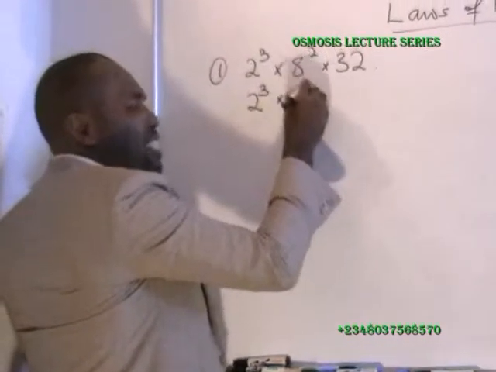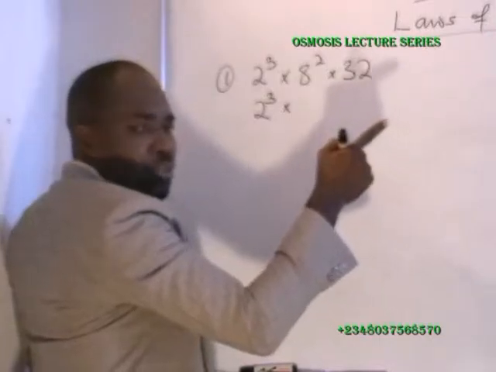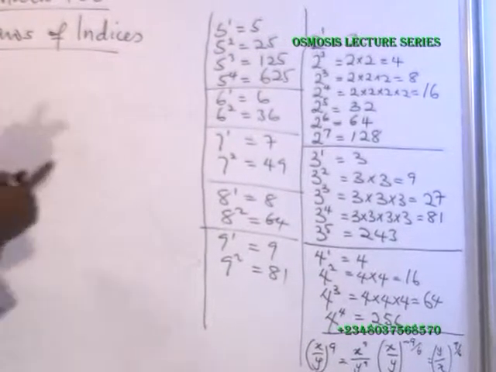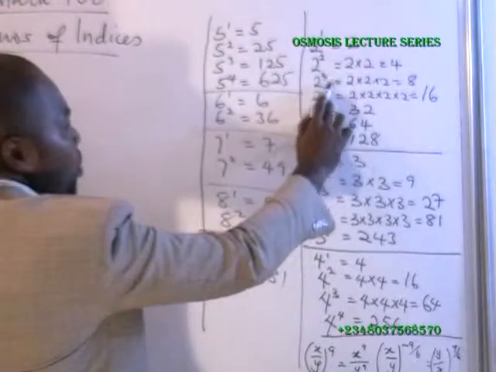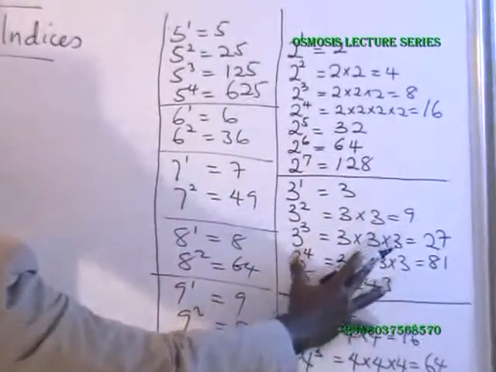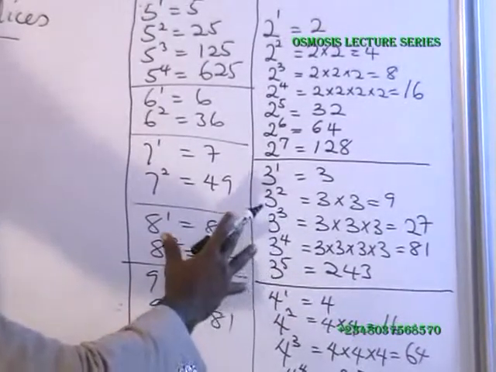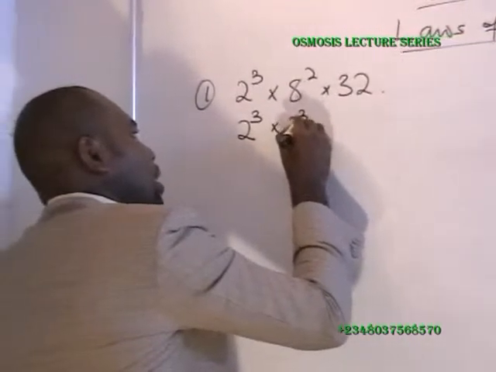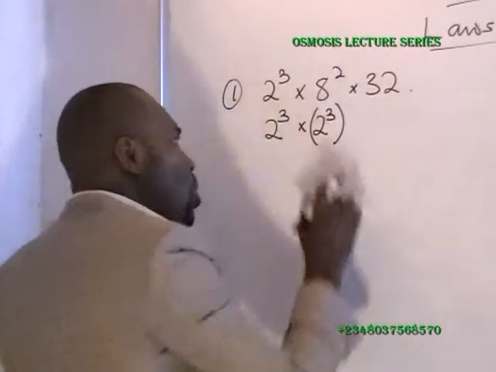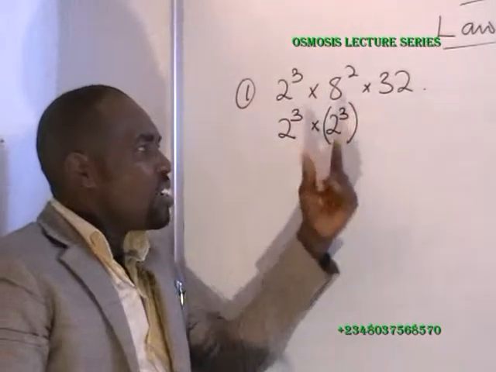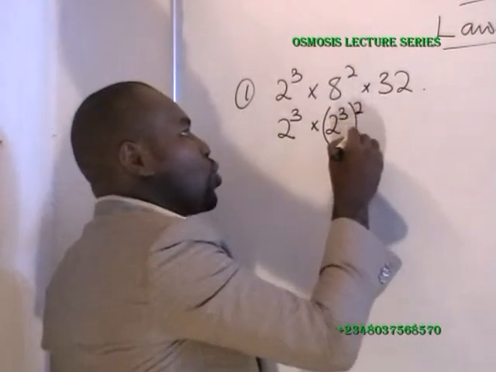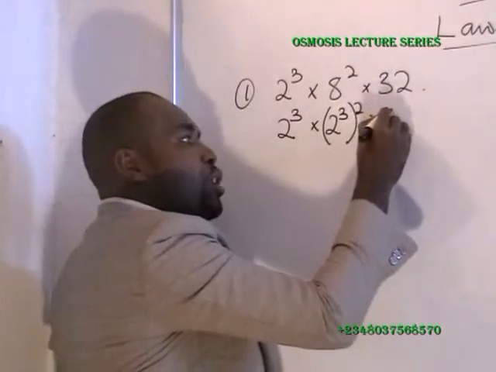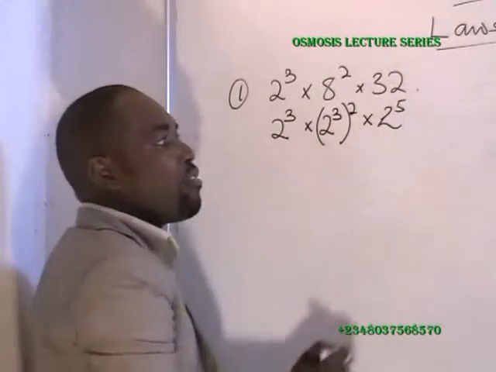2^3 times 8. If you watch from what I gave you here, 8 is the same thing as 2^3. So always refer to this chart I gave you. As a beginner, as a learner, when you are used to it, then you can work without it. 8 is the same thing as 2^3. 2^3 is representing 8, and the same 8 is 2^3. Times 32. You know that 32 is 2^5 from what we have there.